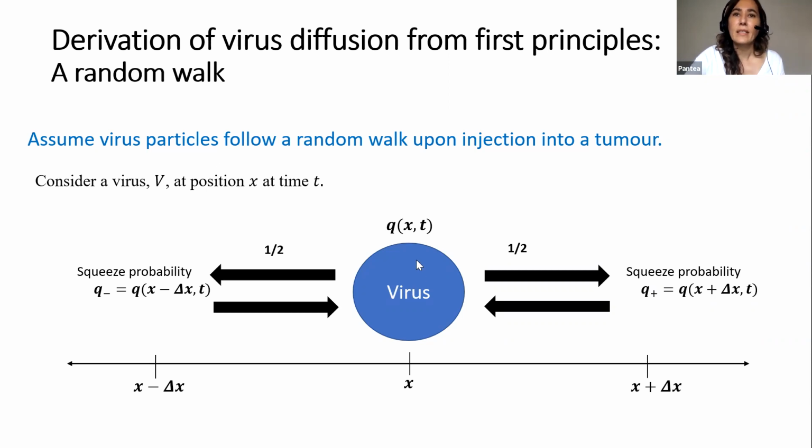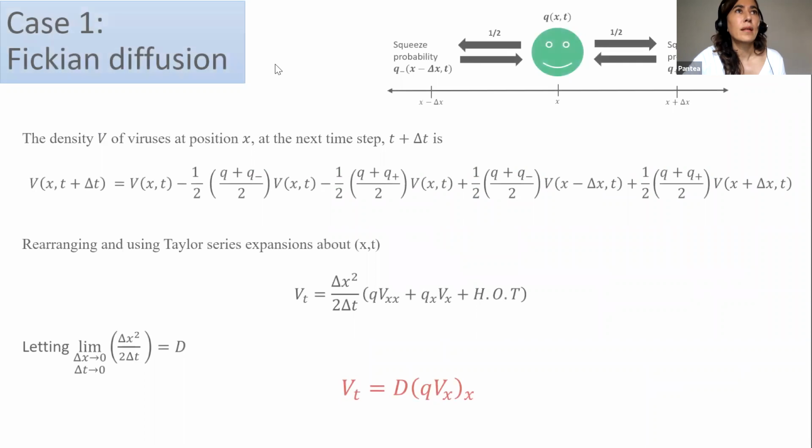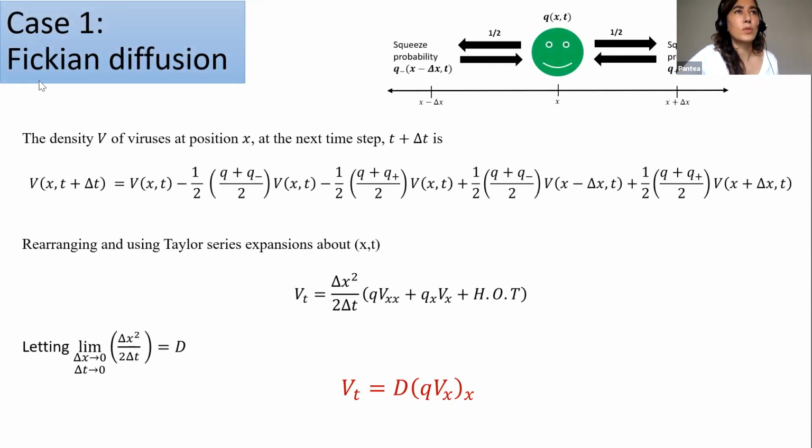Okay, so let's say at the next time step, the virus has a chance of moving left or right with a probability of 1/2 in each direction. But now let's assume that the motion of the virus also depends on this Q, this squeeze probability, and this squeeze probability is unique to each position. I'm going to make this squeeze probability a function of collagen, but I will show you that in a couple of slides. To begin with, let's use this random walk to derive the Fickian diffusion.